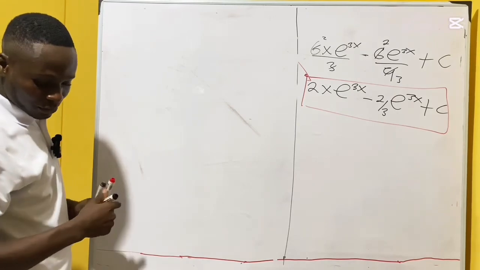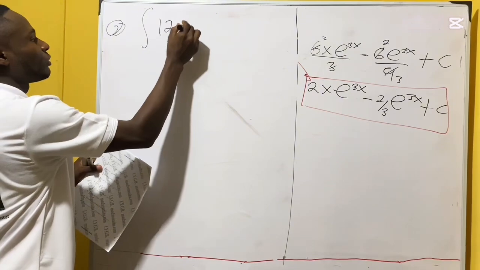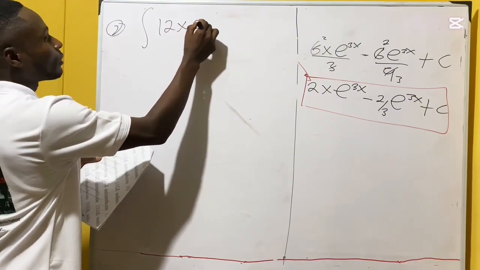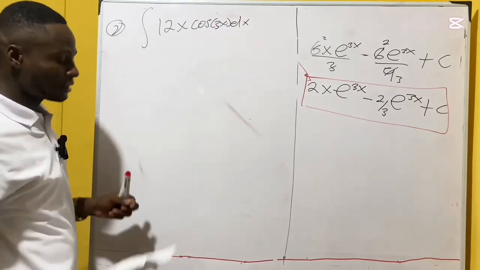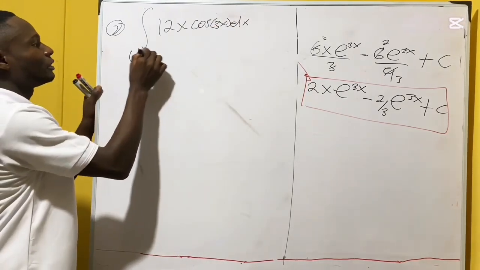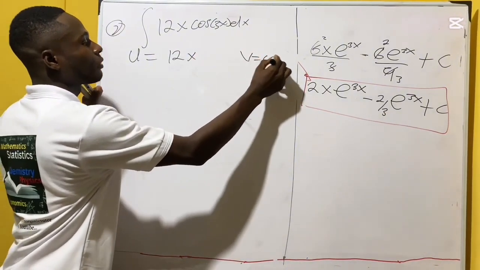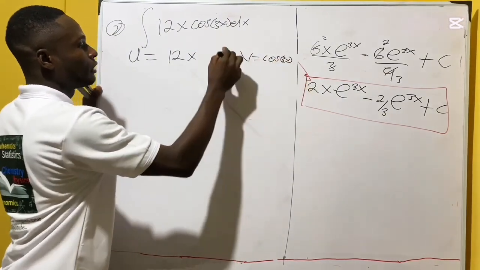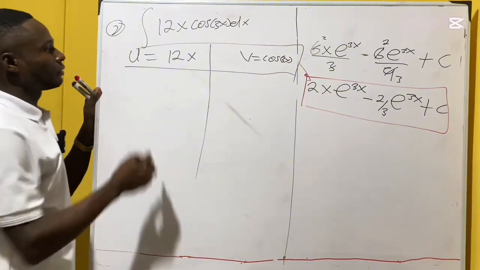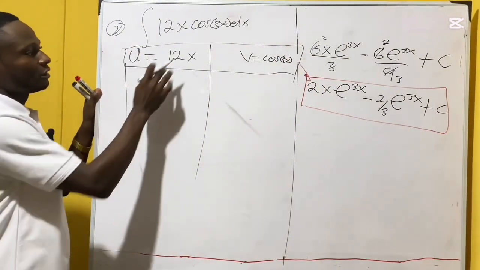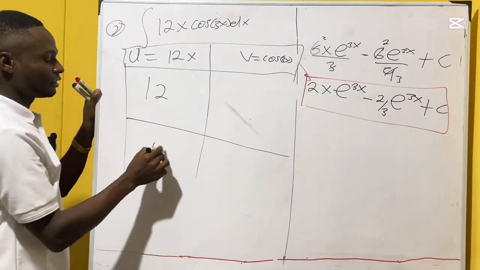Our second problem is going to be the integral of 12x cos 3x dx, right? So we have u equals 12x, and our v equals cos 3x. So you create your table, right? Good. Differentiate this, you have 12. Differentiate again, you have 0.